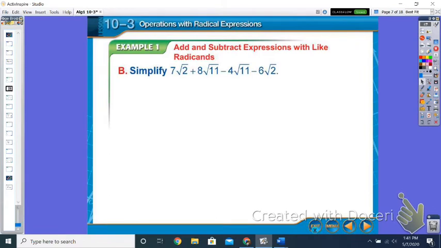All right, so how about this one? It's a little different. We have 4 different terms, and we have a couple different square roots going on. But again, it's very similar to combining your like terms.